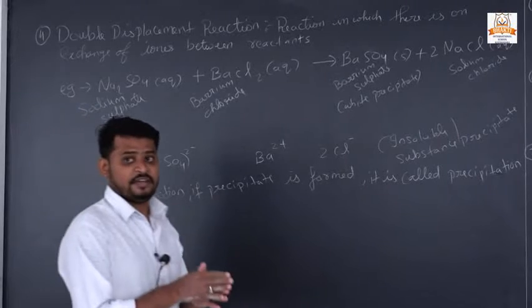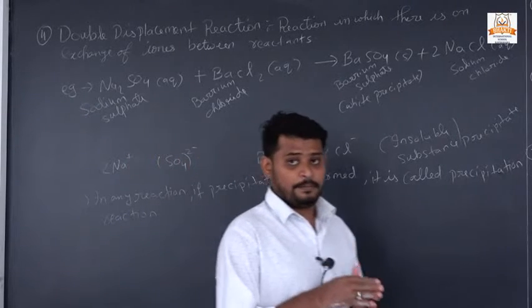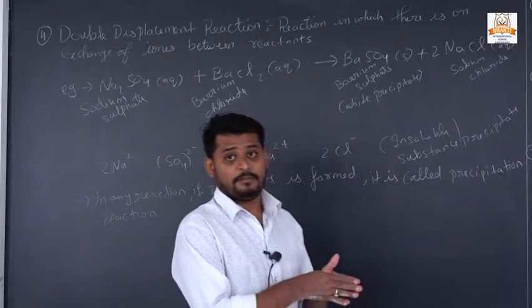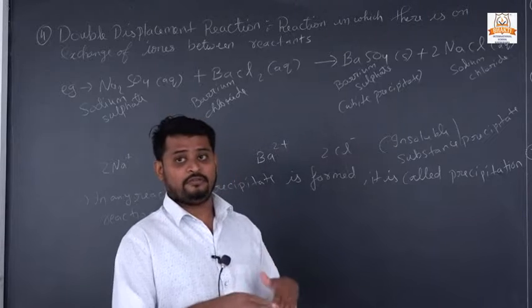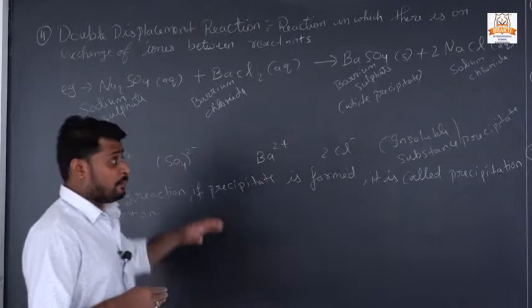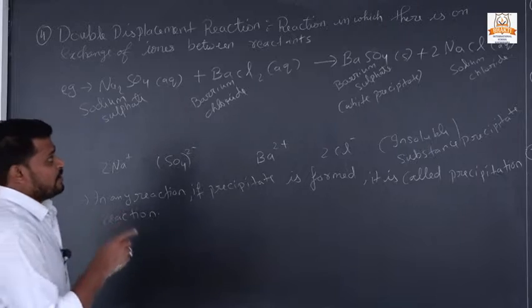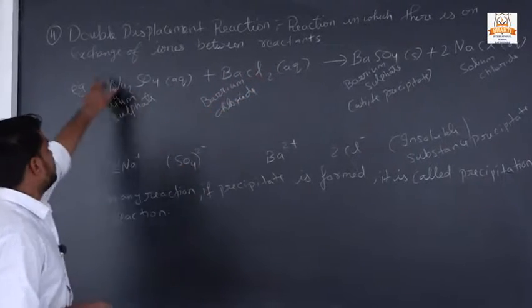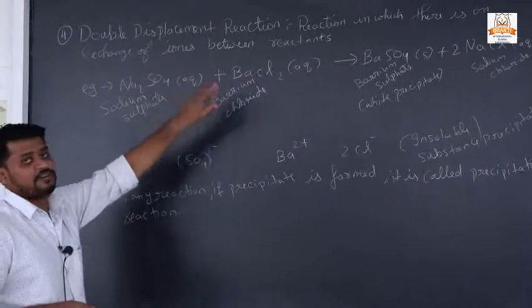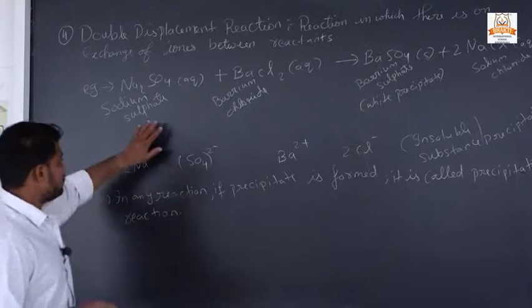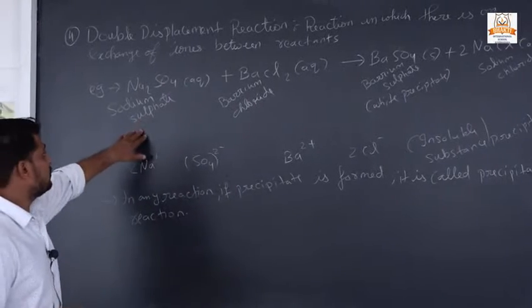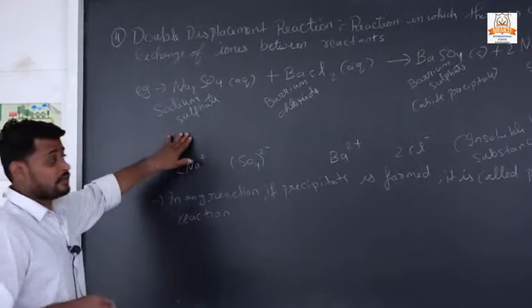In a displacement reaction, only one compound will break down and join with another element. But in a double displacement reaction, there is an exchange of ions between the reactants. Now let's see some examples so that you will understand clearly.